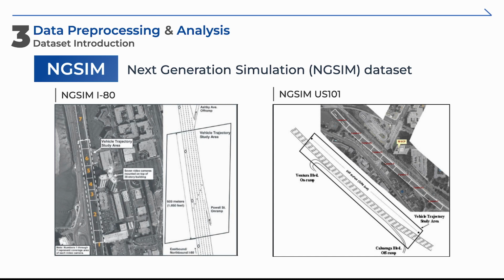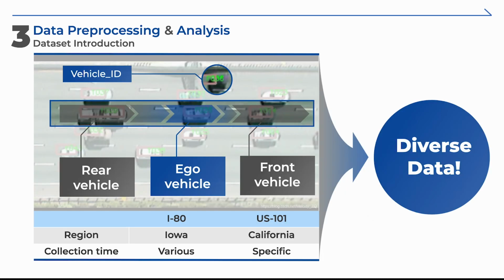The NGSIM datasets include detailed information about vehicle trajectories, such as position, speed, and acceleration, recorded over a period of time. Cameras in the air recognize vehicles and display the vehicle ID for each vehicle. Among various vehicles, three vehicles that could be easily observed in the same lane were randomly selected and were called rear vehicle, ego vehicle, and front vehicle depending on the direction of movement of the vehicle.